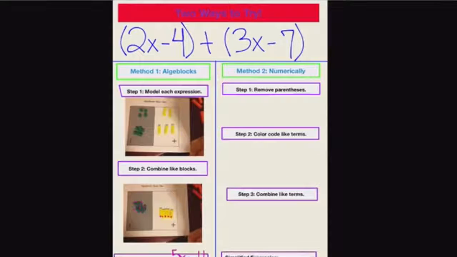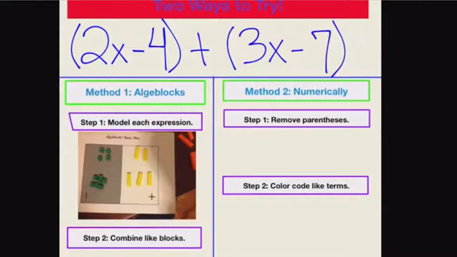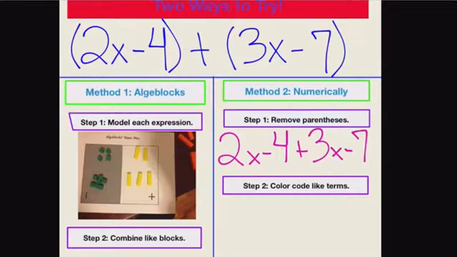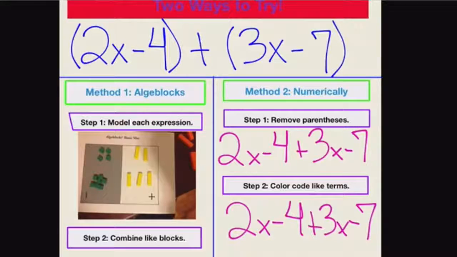Alright, let's go ahead and try this numerically. So step 1 is to remove those parentheses. So we've got 2x minus 4 plus 3x minus 7. Go ahead and color code our like terms. So I'm going to color code 2x and 3x, and minus 4 and minus 7.